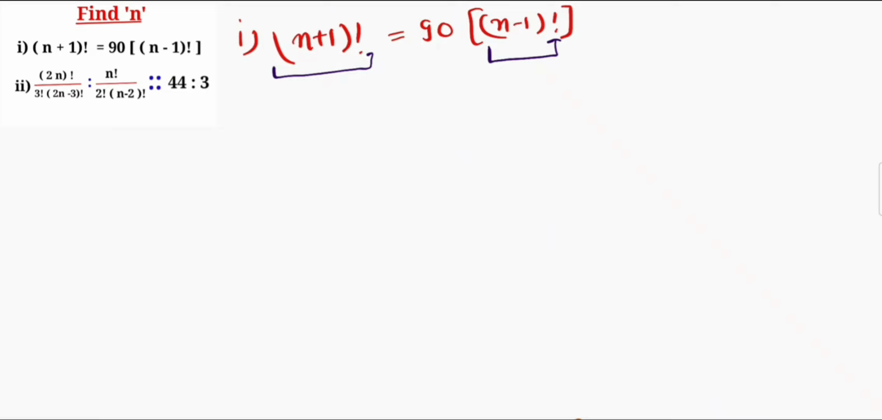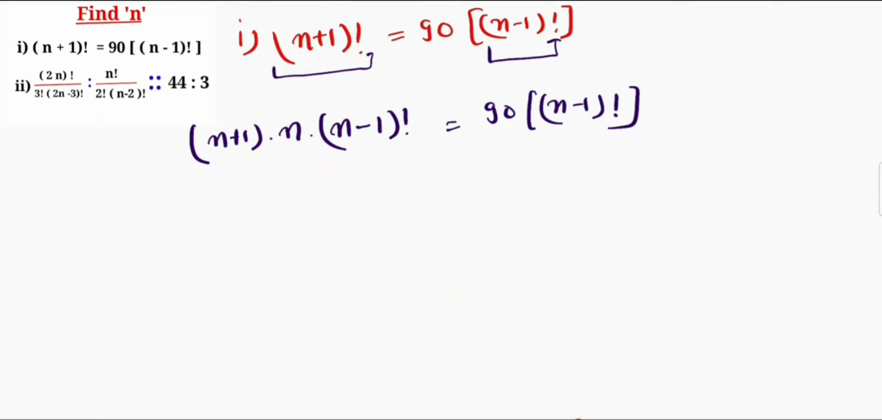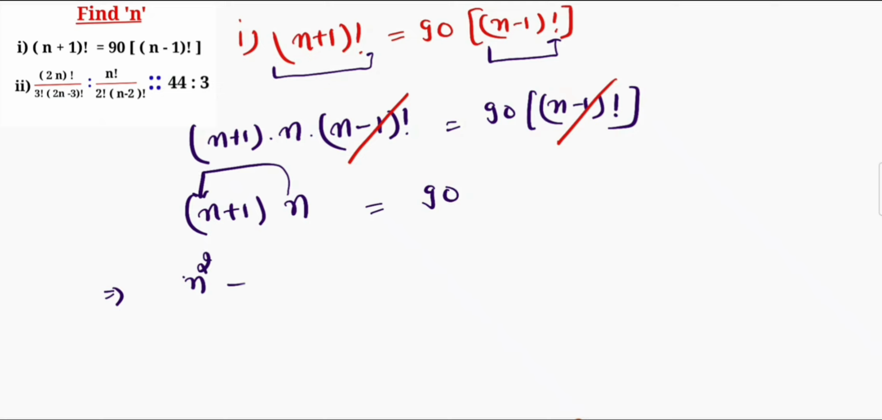So we can write this (n plus 1) factorial as (n plus 1) times n times (n minus 1) factorial, which is equal to 90 times (n minus 1) factorial. Here this will get cancelled with this. So we can write this as (n plus 1) into n is equal to 90. I'll multiply: I'll get n square plus n multiplied with 1, I'll get n, is equal to 90.